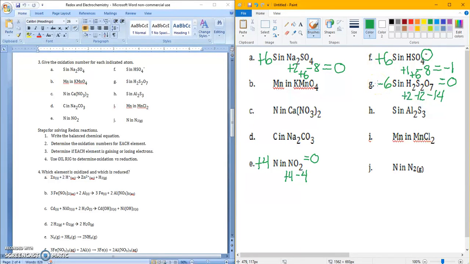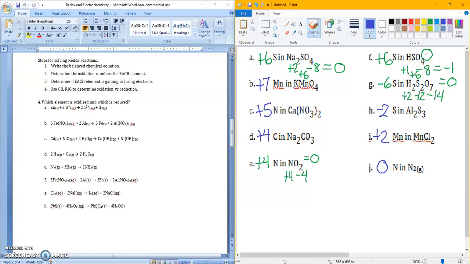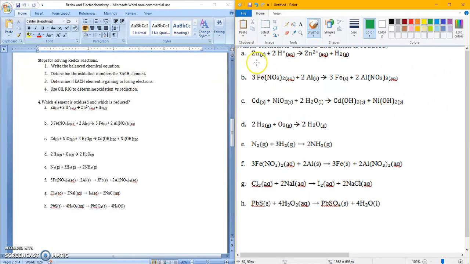Alright, so now I would like you to try the rest of these and check your answers. So go ahead and check your charges. And this is the basics of everything we're going to do for this topic. So now I'd like you to go down in your notes and let's look at question number 4. Which element is being oxidized and which is being reduced? Okay, so with these equations, number 4 is asking which element is oxidized and which is reduced.